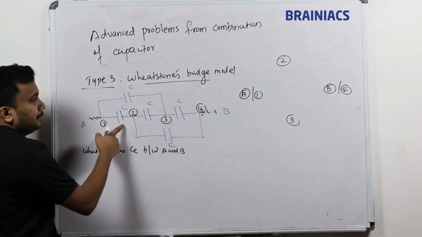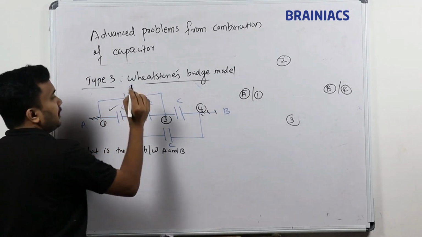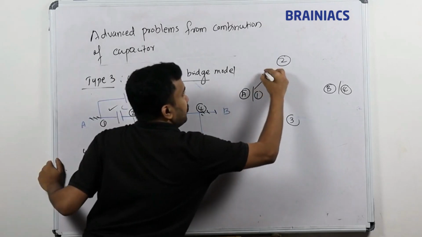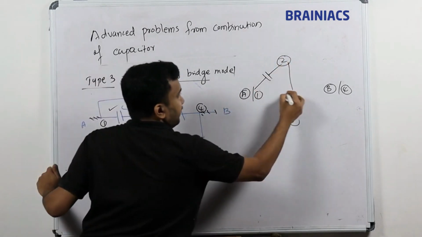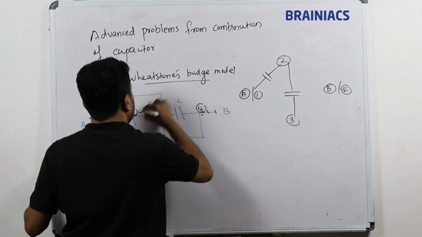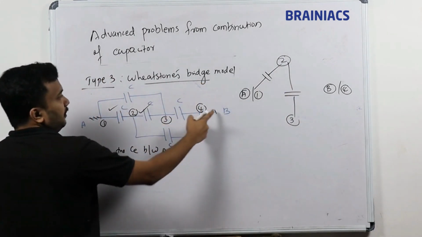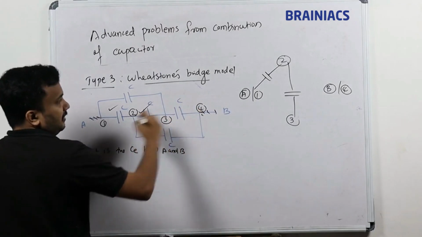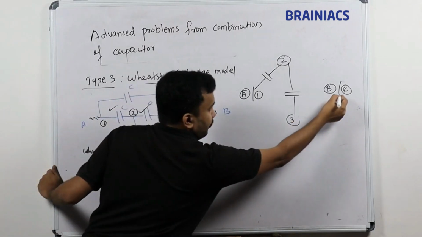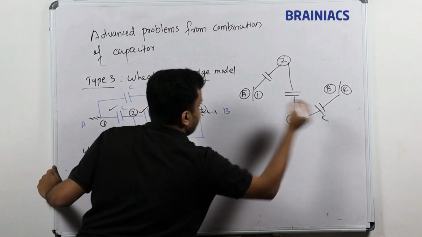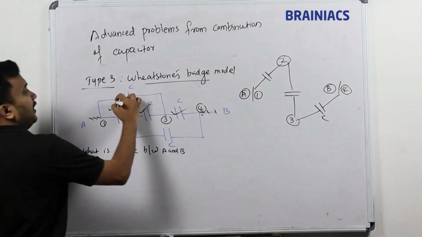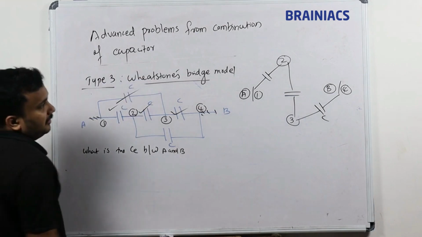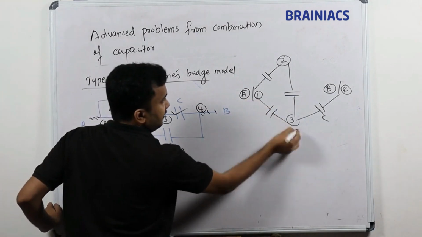Now we'll see. Between 1 and 2, the first capacitance C is connected. Between 2 and 3, the next capacitor is connected. Next, between 4 and 3, the next capacitance. Another one will be on the top, 1 and 3 is connected. So 1 will be here and 3 will be here.